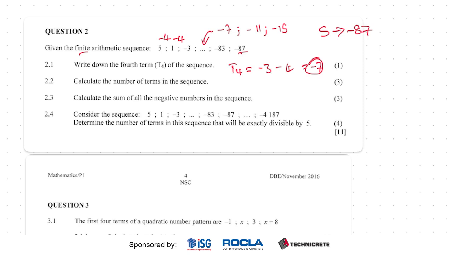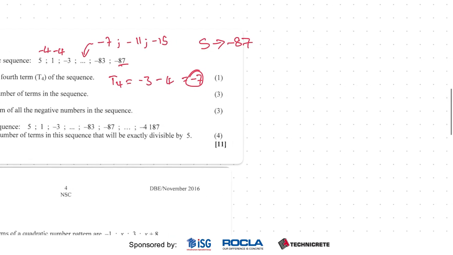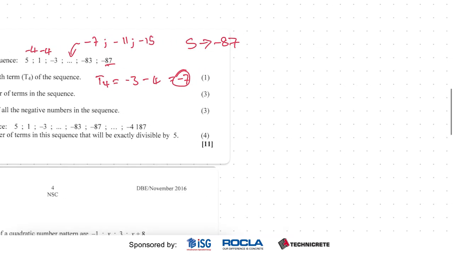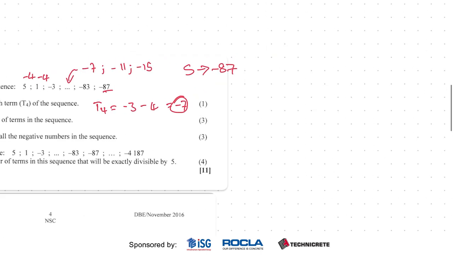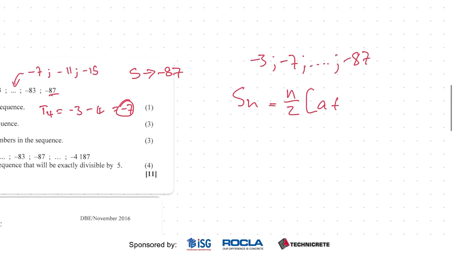Okay, so we know what formula we can use to calculate the sum of the sequence. Let's just rewrite the sequence with only the negative numbers. So we would start at negative 3, go to negative 7, all the way to negative 87. Okay, so that's our new sequence with only negative numbers. And then we're going to calculate the sum, yeah? So the equation we can use for this is Sn equals n over 2 (a plus Tn).